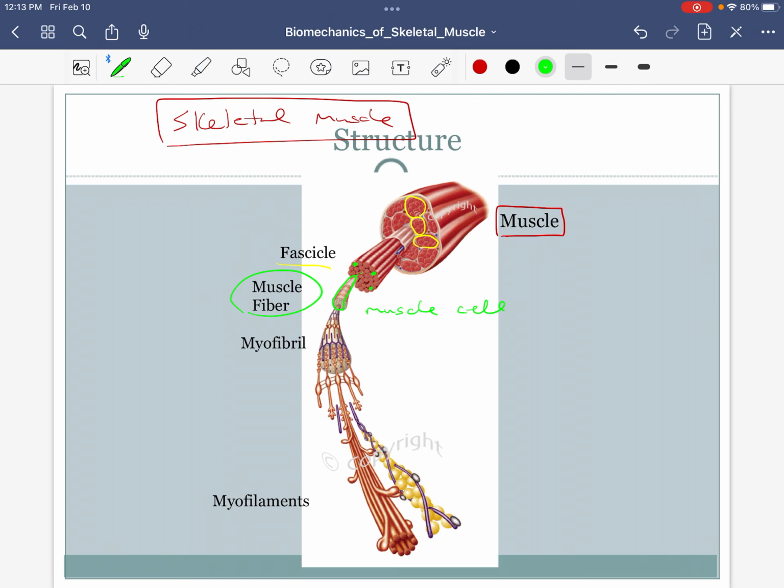And then each muscle fiber is made up of smaller components called myofibrils. And each myofibril is made up of the smallest components of muscle, which are myofilaments. These are the smallest. These, folks, are the pieces that are contractile. So it is the myofilaments that are able to slide past each other to create contraction.